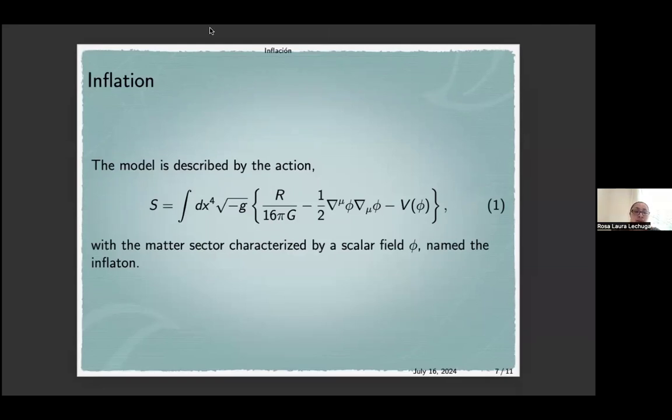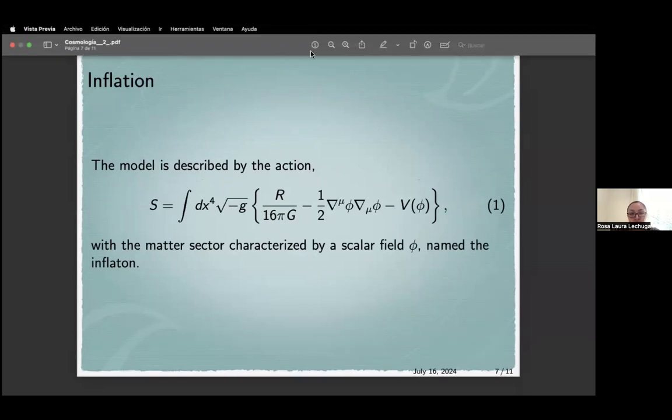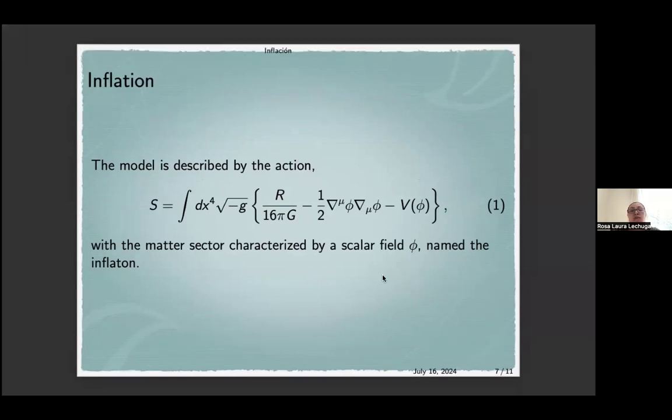The model, as in many areas of physics, is described by an action. From the GR course, you could revisit that the action for GR is the Einstein-Hilbert action. In this case, I'm going to add a scalar field known as the inflaton, that describes the inflation. This scalar field describes all the matter sector.